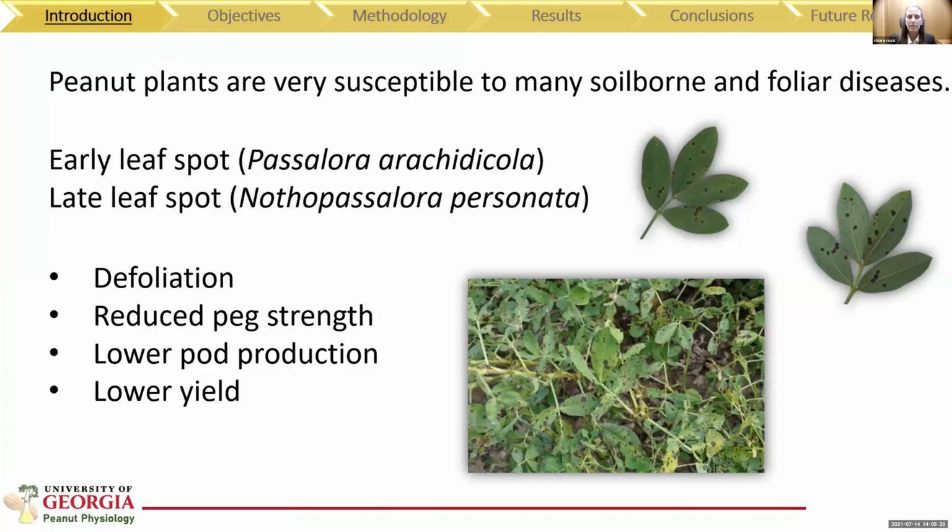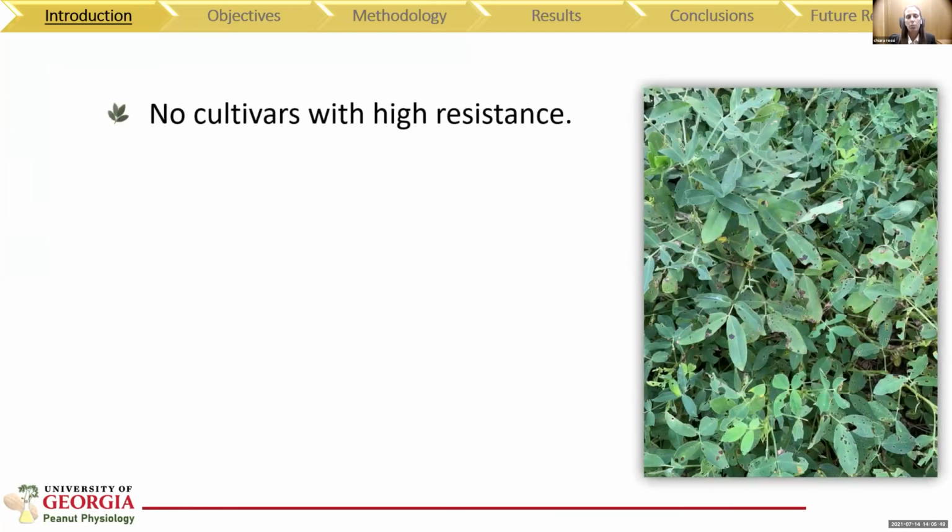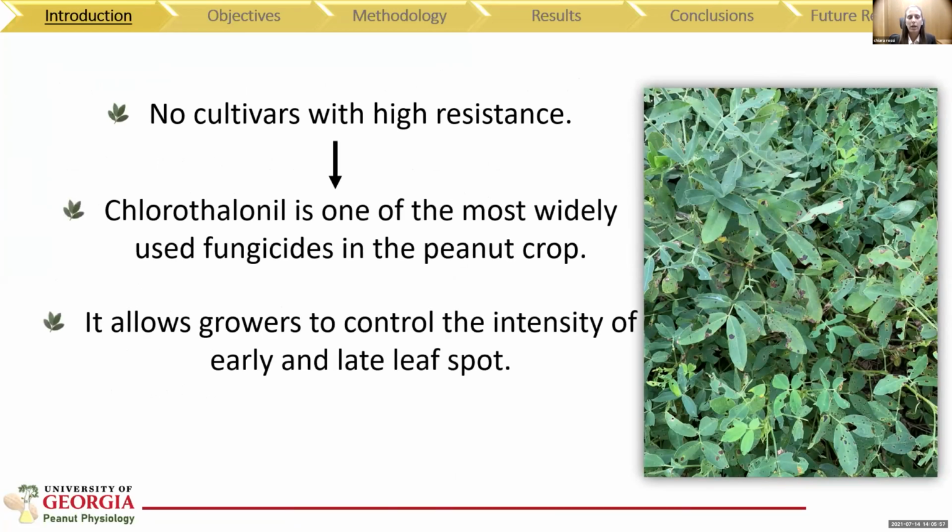So peanut plants are very susceptible to many soil-borne and foliar diseases. And one of the most common diseases here in Georgia is leaf spot, which includes early leaf spot and late leaf spot. This disease can cause many damages, including defoliation, reducing text strength, lowering pod production, and eventually also lowering yield. Since there are no cultivars with higher resistance to this disease, many fungicide programs have been developed and used in the past years. And one of the most widely used fungicides, especially in peanut crops, is chlorothalonil, which allows growers to control the intensity of this disease, so of both early and late leaf spot.